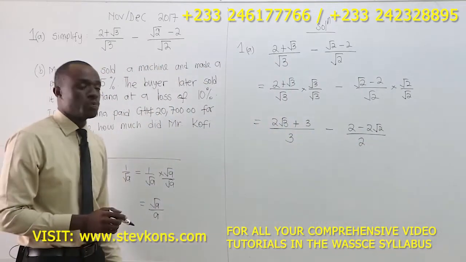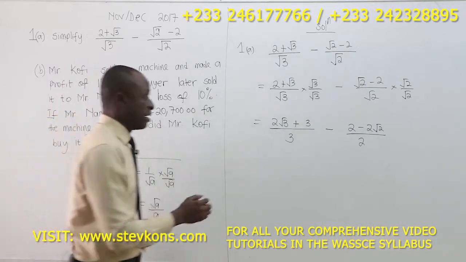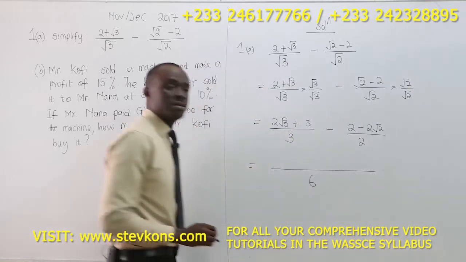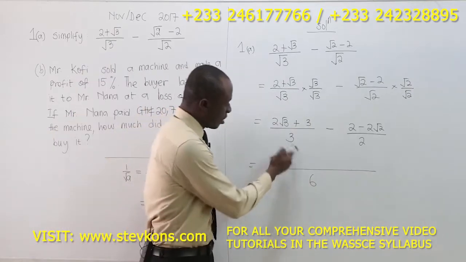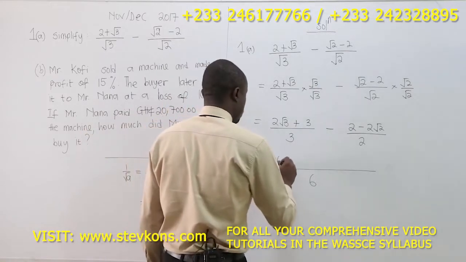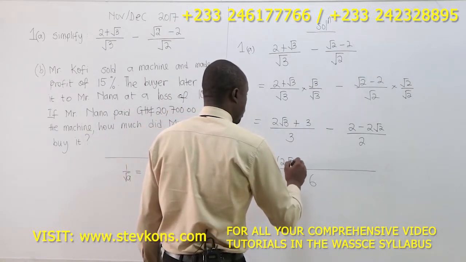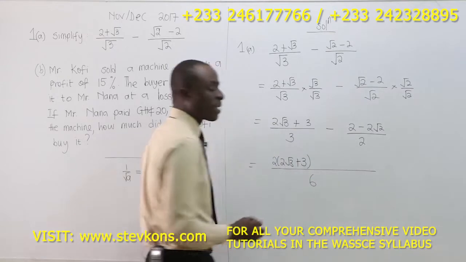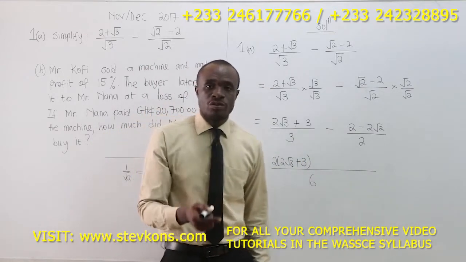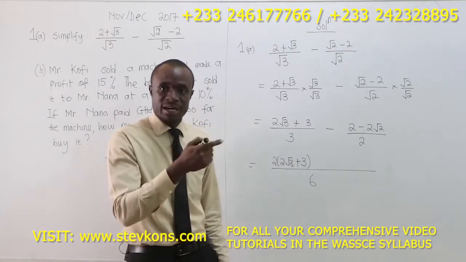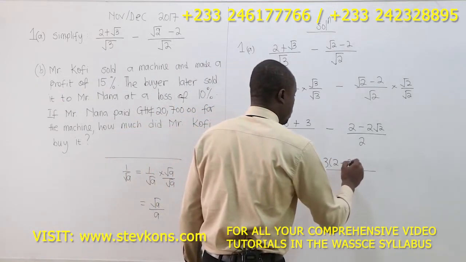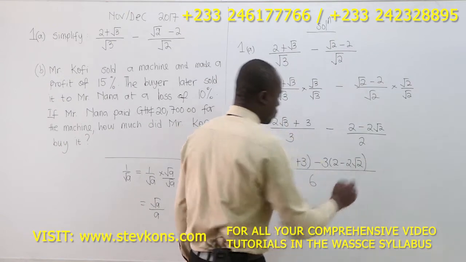Now, from here, what are we supposed to do? We are supposed to find the LCM. 3 and 2, what's the LCM? LCM is 6. Now, 3 will go into 6 how many times? 2 times. So 2 times the numerator, we have 2 root 3 plus 3. Now, how many times will 2 go into 6? 2 will go into 6 3 times. Now, 3 times the numerator. So minus 3, we have 2 minus 2 root 2.